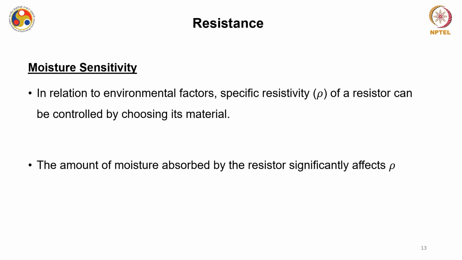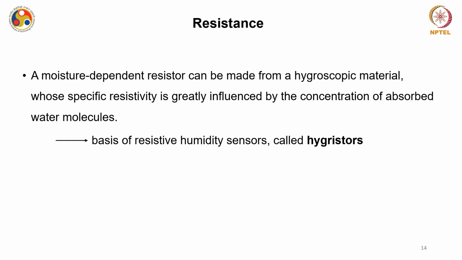In relation to environmental factors, the specific resistivity rho of a resistor can be controlled by choosing the receptor material. The amount of moisture absorbed by the resistor significantly affects the rho value. A moisture-dependent resistor can be made from a hygroscopic material whose specific resistivity is greatly influenced by the concentration of absorbed water molecules. This is the basis of resistive humidity sensors, which we sometimes also call hygrometers or hygristors.